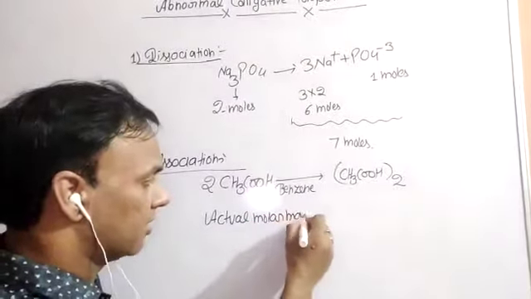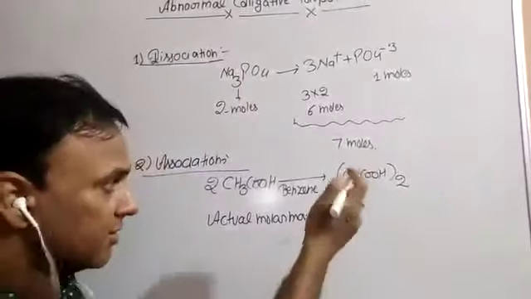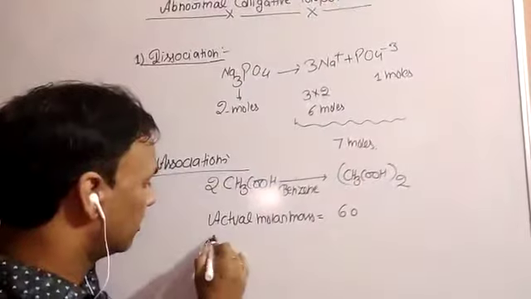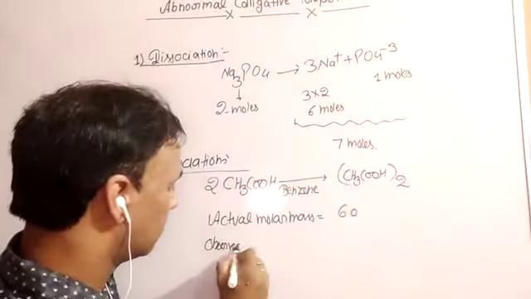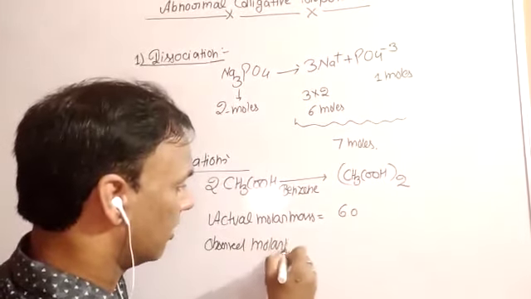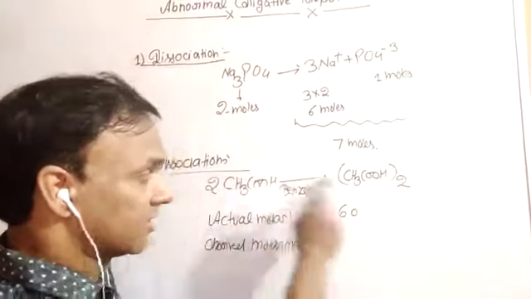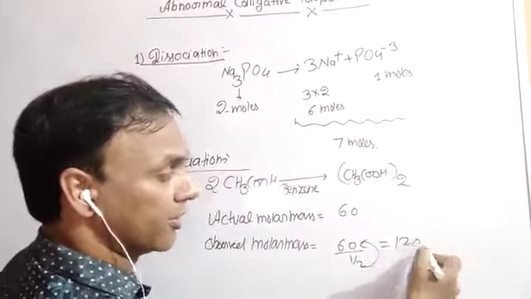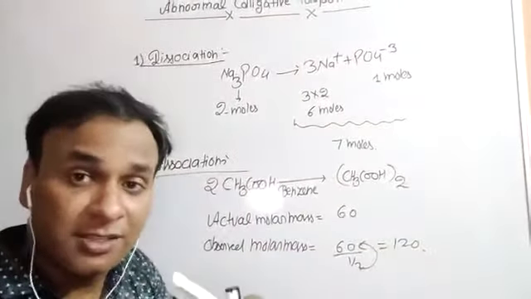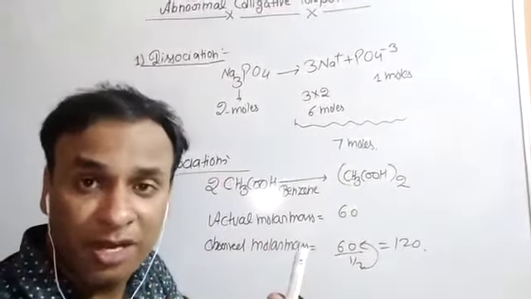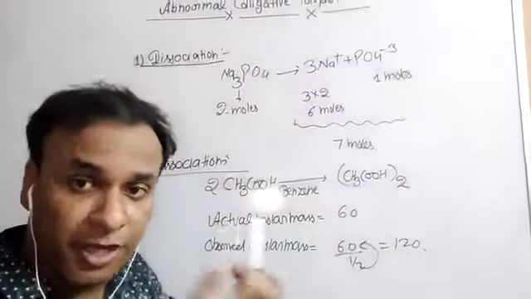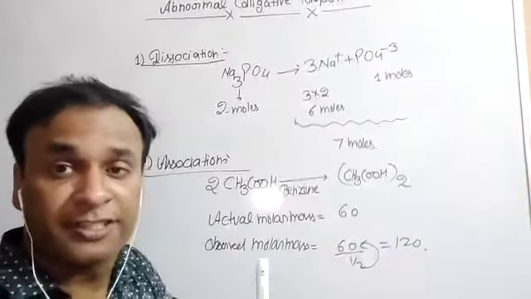The actual molar mass of acetic acid is 60. But when it gets associated, the observed molar mass is 60 into 2, that means it equals 120. This is why the molecular mass is changed: the number of particles after association or dissociation gets changed.